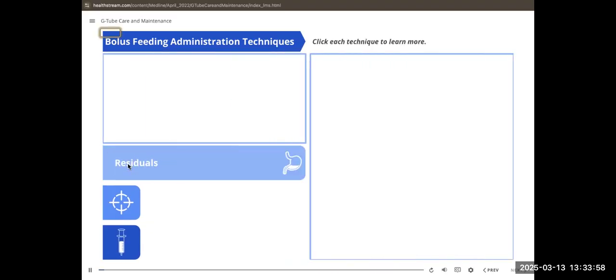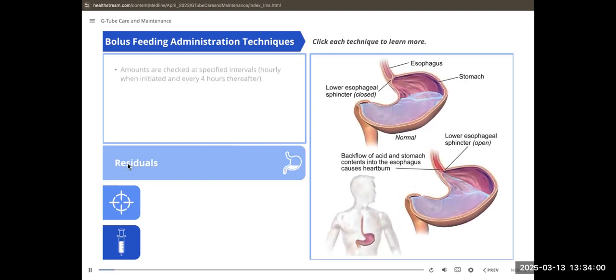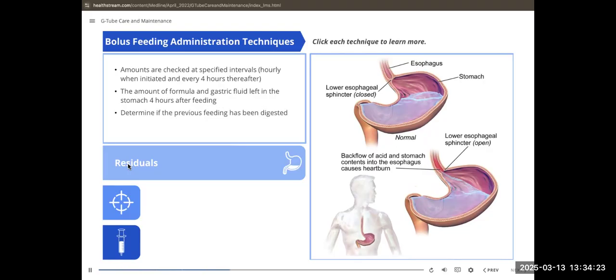When tube feedings are administered, residual feeding amounts are checked at specified intervals, hourly when initiated and every 4 hours thereafter. This is to ensure that the feeding is being absorbed. The amounts mentioned here are not set in stone. Residual is the amount of formula and gastric fluid left in the stomach 4 hours after feeding to determine if the previous feeding has been digested.